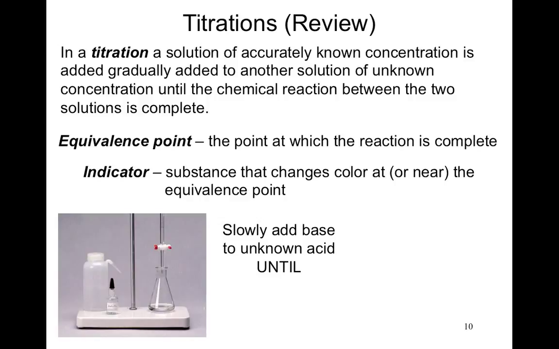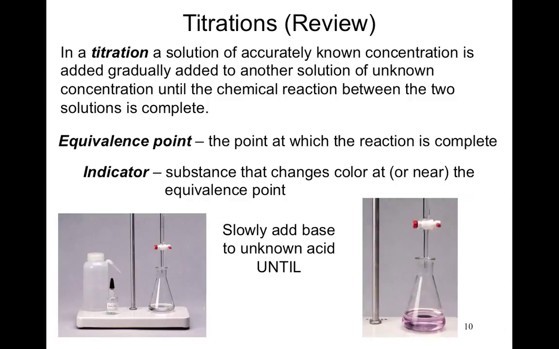You slowly add the base to the unknown acid until that color changes. We use the formula M1V1 equals M2V2. It's not really introduced in this text too much, but it's pretty useful. So the molarity 1 times the volume 1 is equal to the molarity of the second times the volume of the second. And it's nice, you can use it with milliliters or liters or whatever. As long as you know one, you can find the other with the titration.